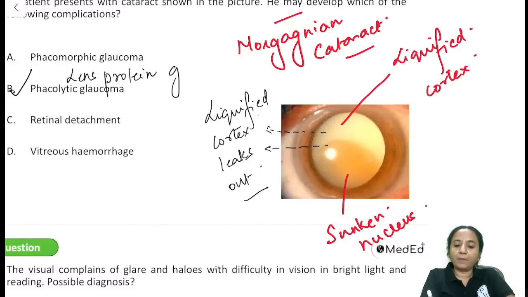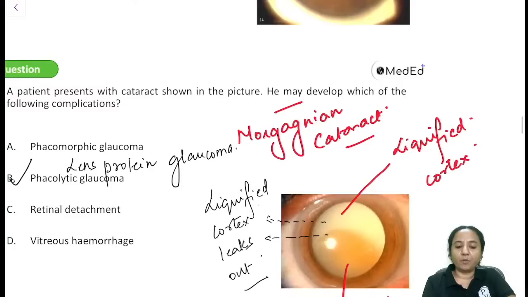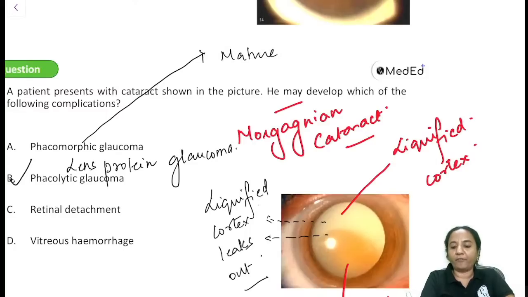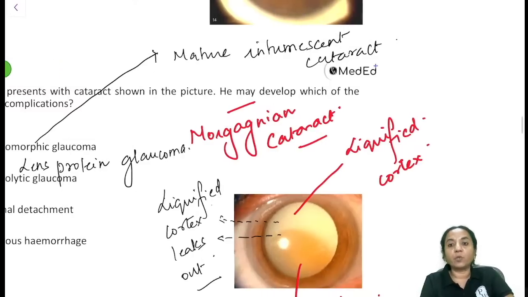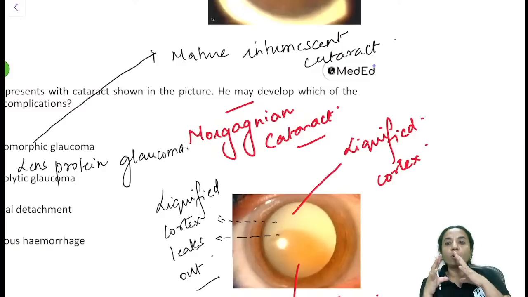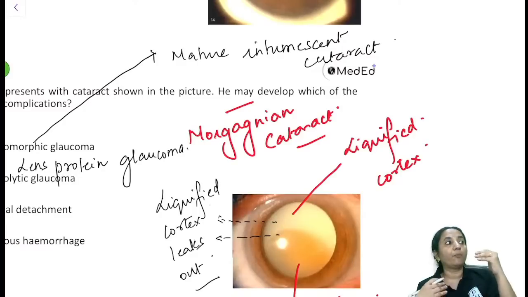So that's why sometimes they don't give phacolytic, they can give lens protein glaucoma also in the option. Now often what students do, they confuse it with phacomorphic. So please remember, where is phacomorphic seen? Phacomorphic is seen in a mature and intumescent cataract. Now what is the meaning of the word intumescent? Intumescent refers to a swollen lens. So this swollen lens or this intumescent cataract pushes the iris forward and closes the angle.